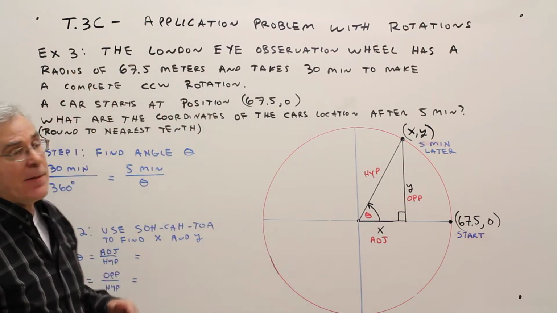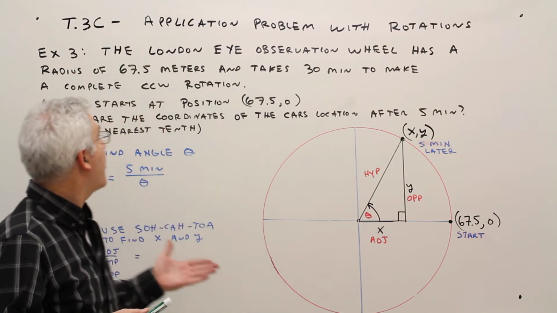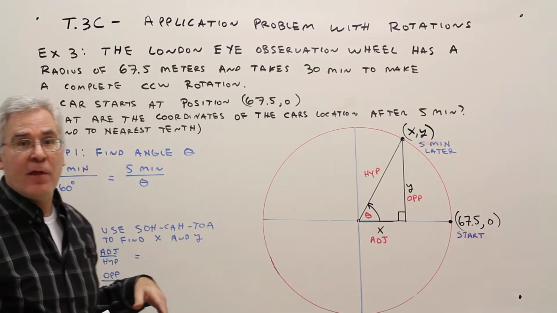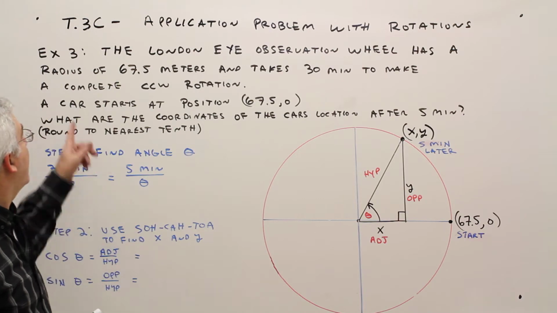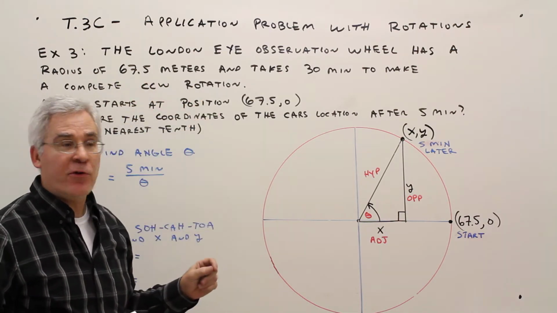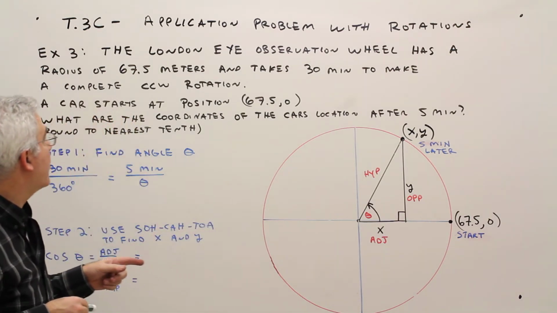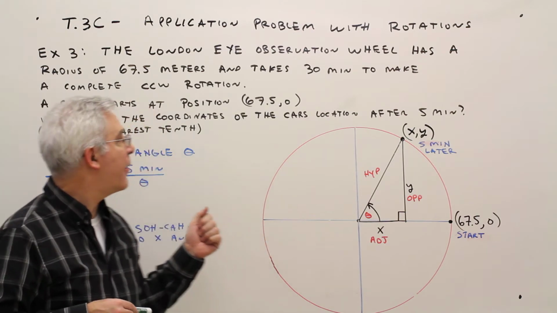Welcome to video T.3C, an application problem with rotations. Okay, so here's example 3. The London Eye observation wheel has a radius of 67.5 meters and takes 30 minutes to make one complete counterclockwise rotation. Okay, I've got a diagram over here.